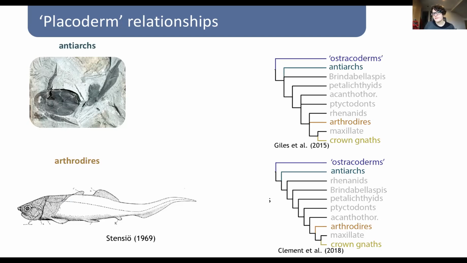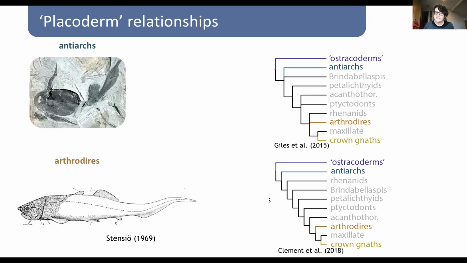But the relationships of these animals, as I said, is very complicated. And I've simplified this and cut some details out. But the important thing to remember here is that the antiarchs tend to be resolved down at the bottom of the jawed vertebrate tree. They seem a bit more similar to these ostracoderms, these jawless fishes, whereas arthrodires tend to be resolved a little bit closer to crown gnathostomes or jawed vertebrates. Gnathostome is just another word for jawed vertebrate.